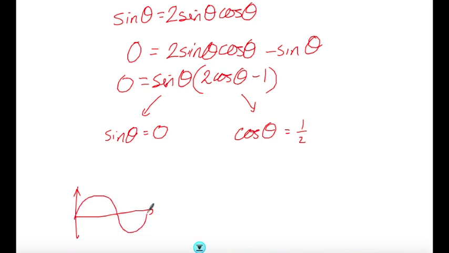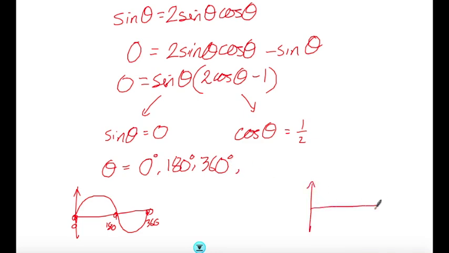So sine theta looks like that. So I think without a calculator, we can see that that's going to equal 0 at 0, 180, and 360. So there we've already got 3 values for that. And then cos theta equals a half. So cos looks like this. There's 90 and there's 270. So I'm going to do inverse cos of a half, and that gives me 60 degrees, which is about here.